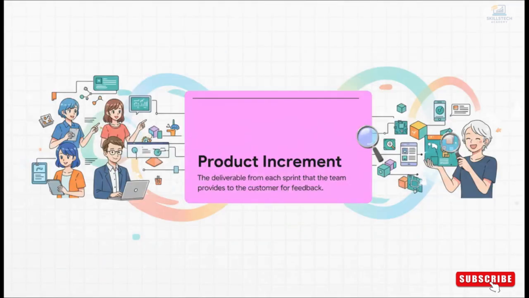And our third artifact is the product increment. This is the good stuff. This is the actual, tangible result of all the work in a sprint. It's a usable, potentially shippable piece of the product. At the end of every single sprint, the team has built a new increment, which they show to the customer to get that all-important feedback. This is how the project literally grows and adapts, one little piece at a time.